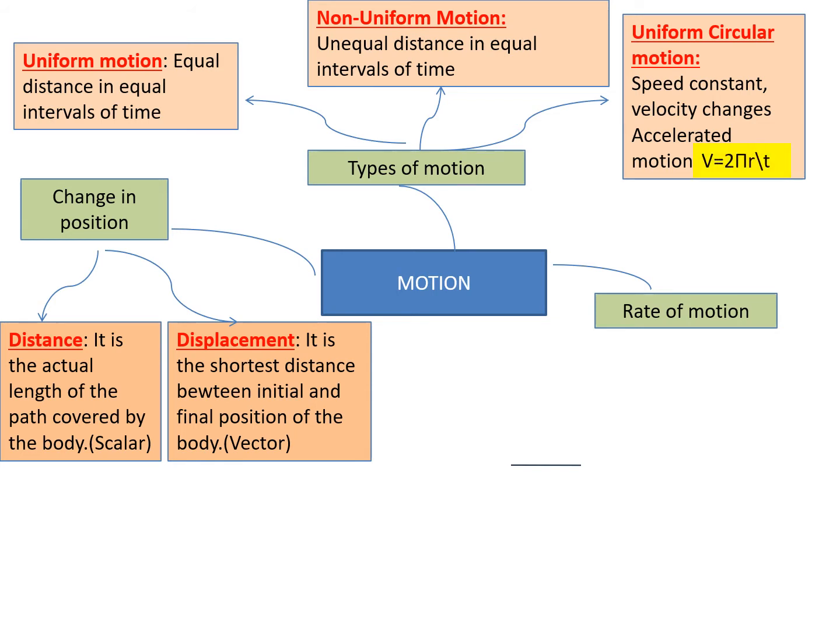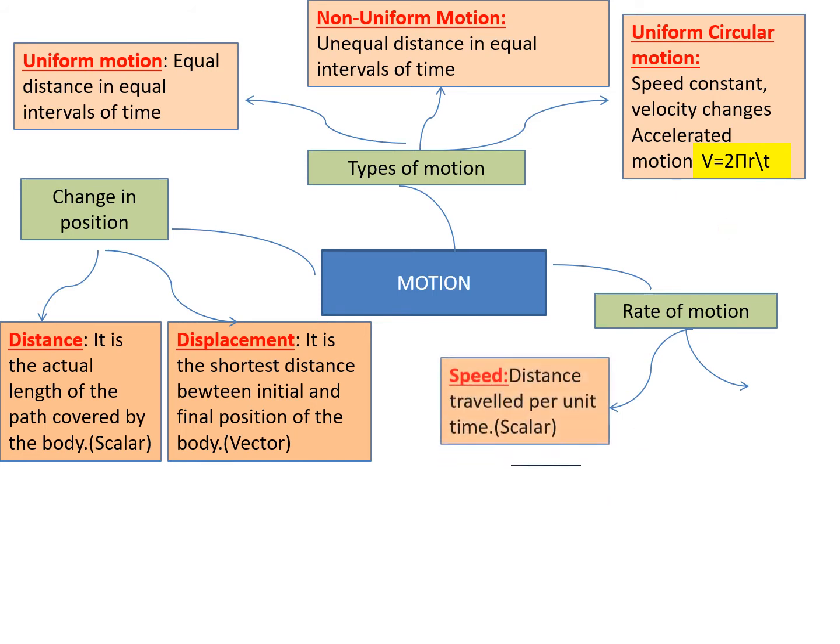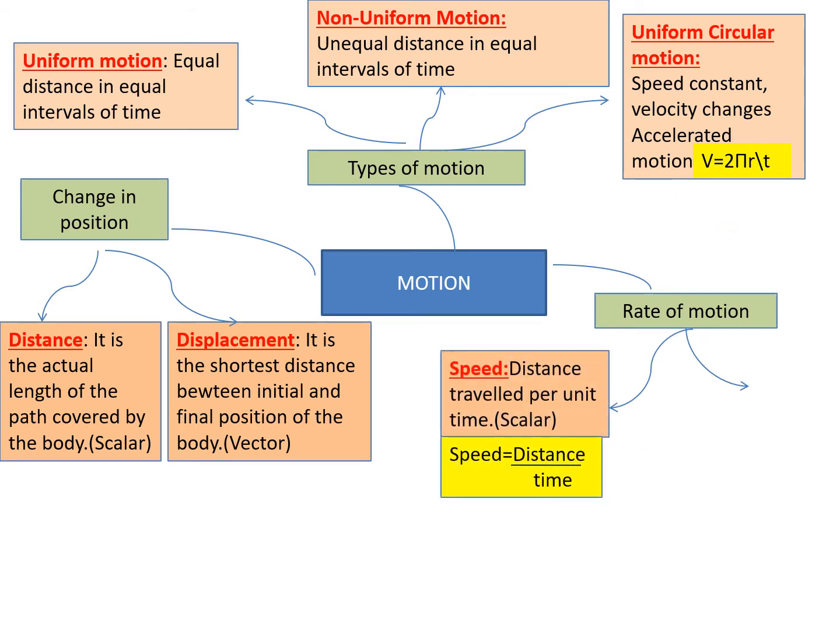Now, the formula for uniform circular motion to find out the velocity is 2 pi r by t, right? Why 2 pi r? Because it is circular, you are traveling on the circumference. Hence, 2 pi r divided by the time. Now, moving on to the rate of motion. The rate of motion also we can categorize into two. One is speed and the other one is velocity.